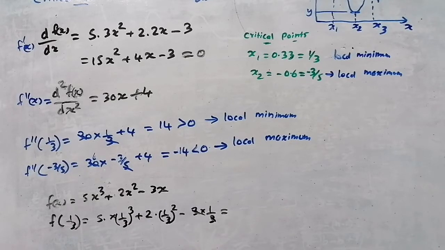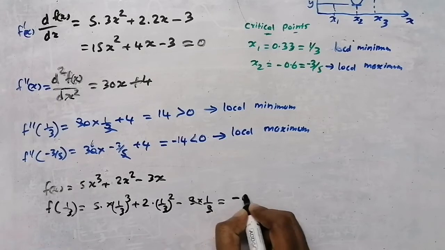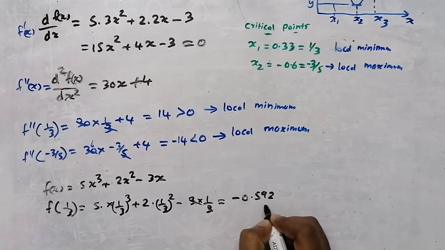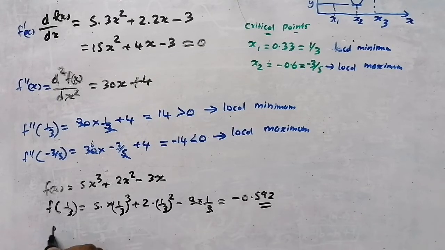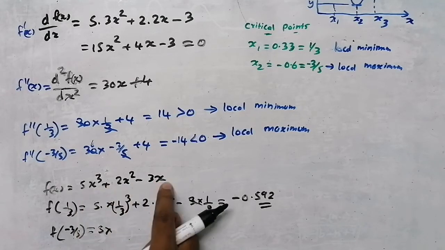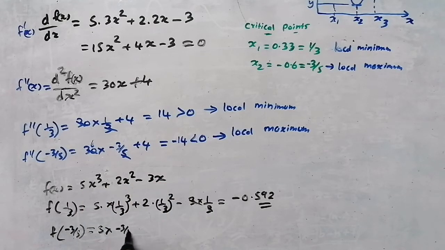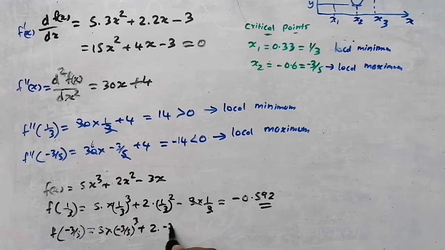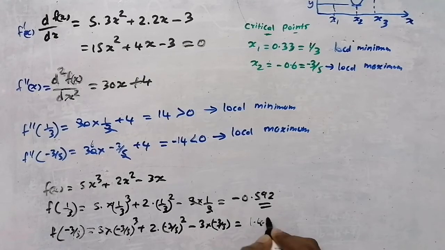Okay, so what will we get? We will get the answer as minus 0.592. Okay, now the second value, that is minus 3 by 5. So I am going to put minus 3 by 5 here. Then instead of x, I need to substitute minus 3 by 5. So 5 multiplied by minus 3 by 5 the whole cube plus 2 multiplied by, instead of x, minus 3 by 5 the whole square minus 3 multiplied by minus 3 by 5. What will be the answer I am getting? I will get the answer as 1.44 after doing the calculation.